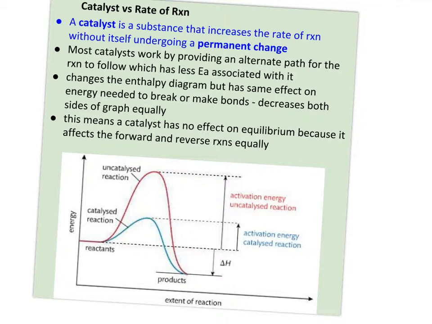And what catalysts do is they provide an alternate path for the reaction to follow, which has less activation energy associated with it. So it changes the enthalpy diagram because it brings the peak down, but it has the same effect on making bonds and breaking bonds. So it decreases both sides of the graph equally. So that means the heat of the reaction, or your enthalpy, is going to be the same overall. It's not going to change the equilibrium. So it's not going to change the amount of product made. It's going to have an equal effect on the forward and reverse reaction. It's just going to increase how quickly it's made.